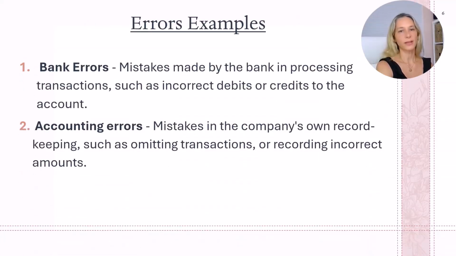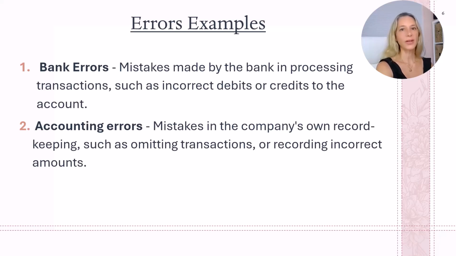And what could cause errors? So here are some examples. Mistakes made by the bank in processing transactions, such as incorrect debits or credits to the account. Or there could be accounting errors, mistakes in the company's own record keeping, such as omitting transactions or recording an incorrect amount.